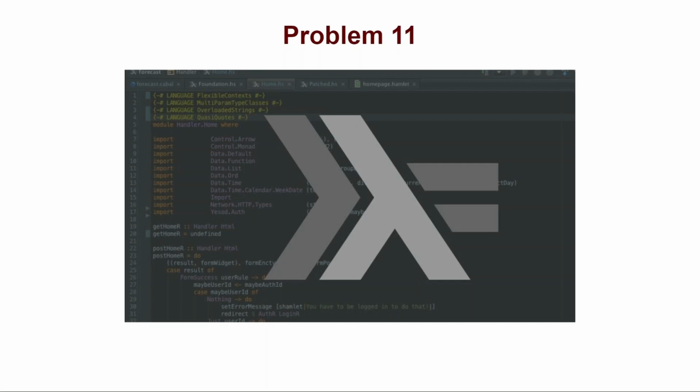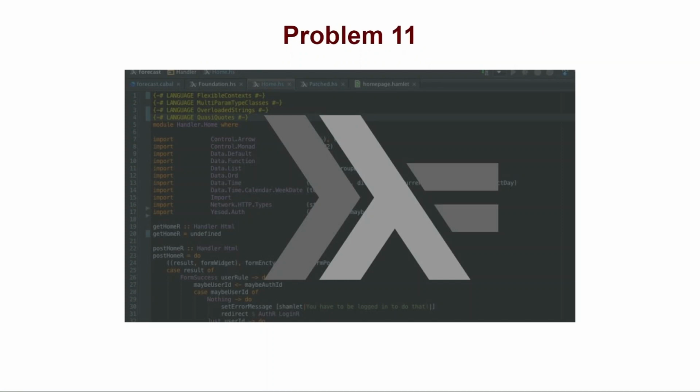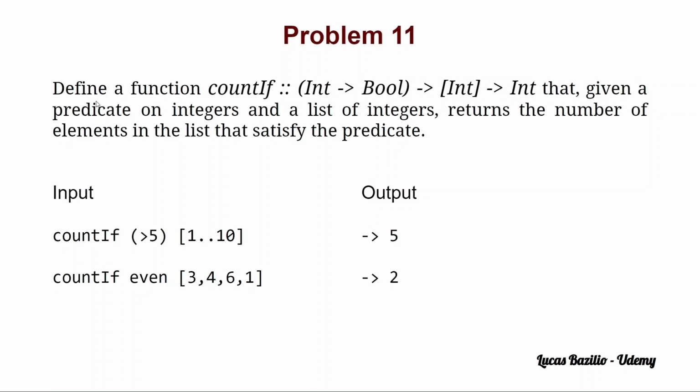Hey everyone, in this lesson we are going to solve problem 11 from the collection of problems on higher order functions. This problem 11 says, define and implement a function with the name of COUNTIF that, given a predicate on integers and a list of integers, it returns the number of elements in the list that satisfy the predicate.